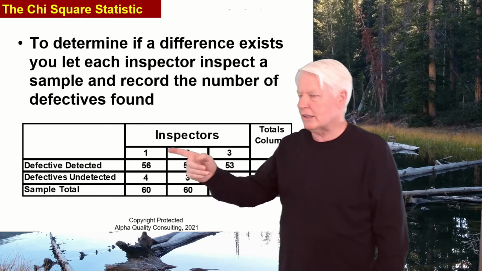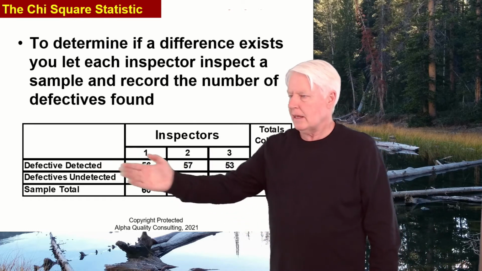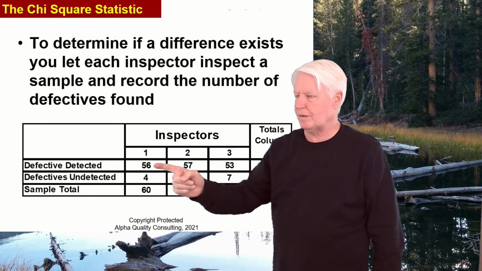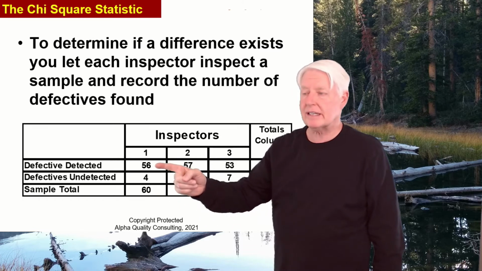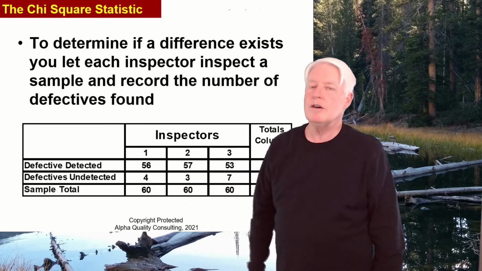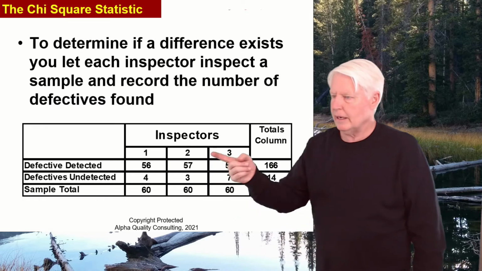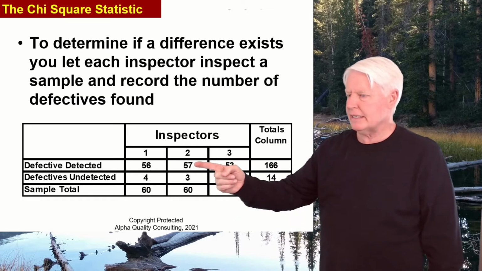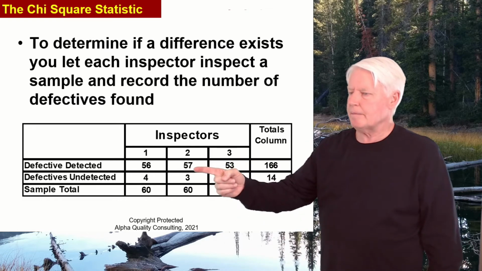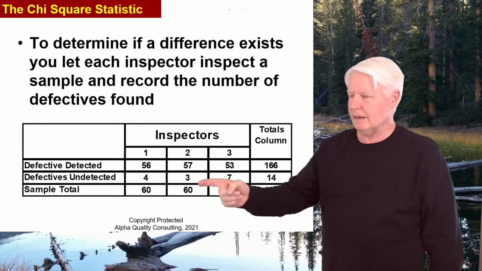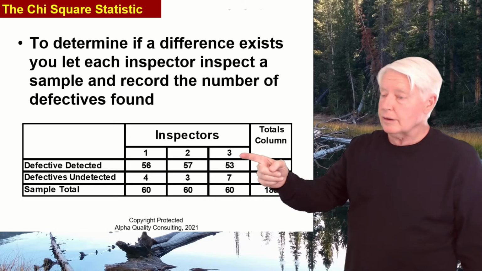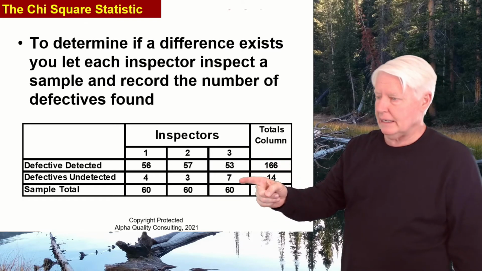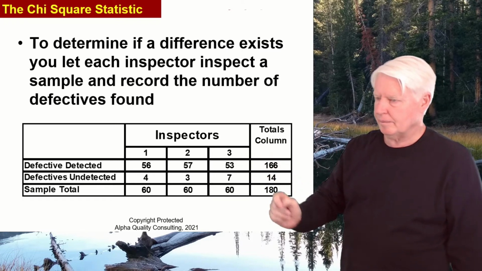Okay, so inspector 1, as you see here, defective detected was 56. Out of 60, they found 56 of the bad ones, which means 4 went undetected. Here's inspector 2, 57. They found 57 of the 60, which means they let 3 go. The third inspector found 53, in other words, they let 7 go.